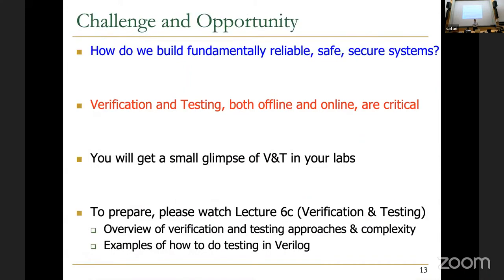Okay, so basically, this is the last slide before we complete the previous lecture, let's say. There's a huge challenge and opportunity that we have in modern systems today. And it's really how to build robust systems. Robust means fundamentally reliable, safe, secure, and resilient. And verification and testing, both offline and online, are critical. And you will get a small glimpse of this in your labs. And to prepare for your labs, please watch lecture 6C. It's going to be available later today.